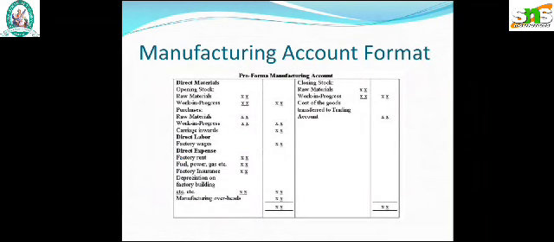There are also two sides. First one is the debit and credit side. Debit side: direct material, opening stock, raw material, work in process, then purchase, raw material, work in process, carriage inwards. Then the direct labor, which is called the factory wages. Then direct expenses: factory rent, fuel, power, gas, etc., factory insurance, depreciation. These are all called the direct expenses. Come to the credit side: closing stock, raw material, work in process, cost of the goods.